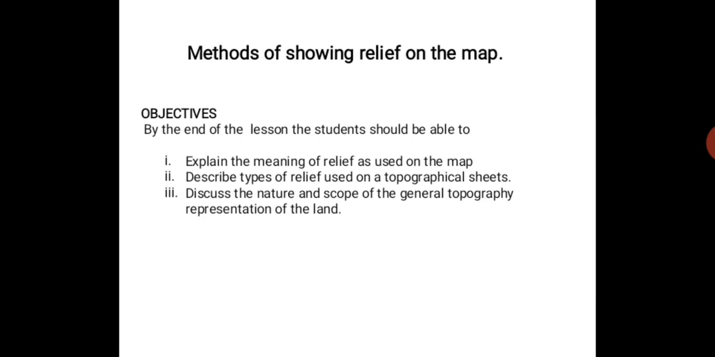By the end of the lesson, the student should be able to: 1, explain the meaning of relief as used on the map; 2, describe types of relief used on a topographical sheet or topographical sheets; 3, discuss the nature and scope of the general topography representation of the land on a map surface.